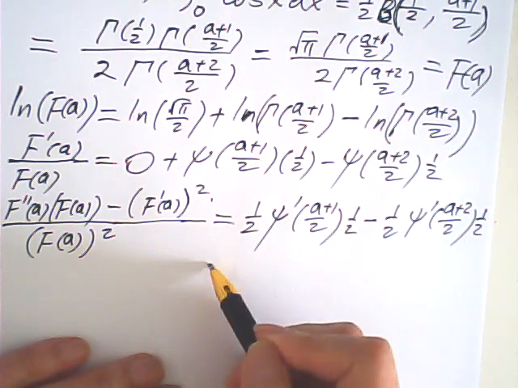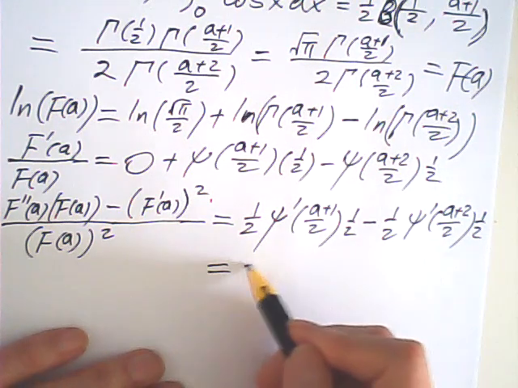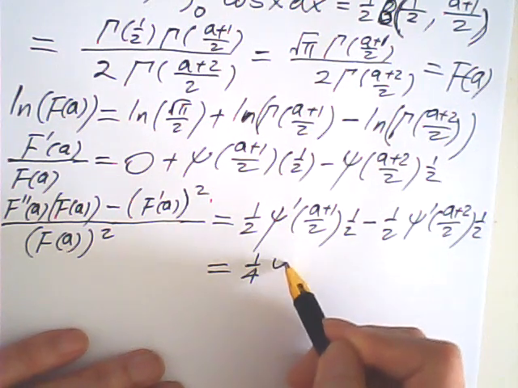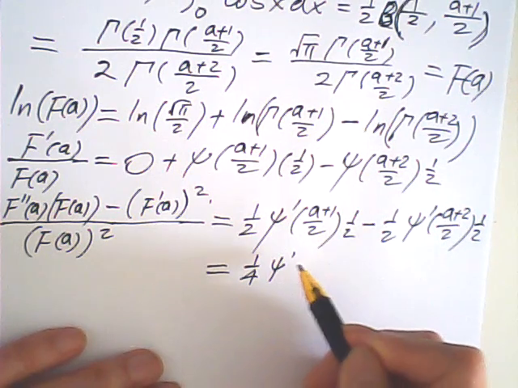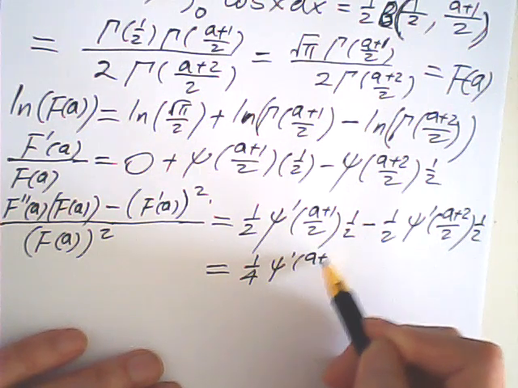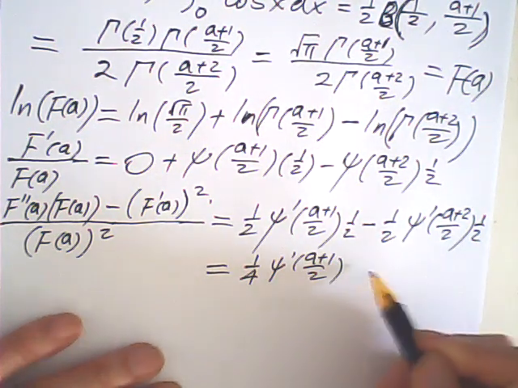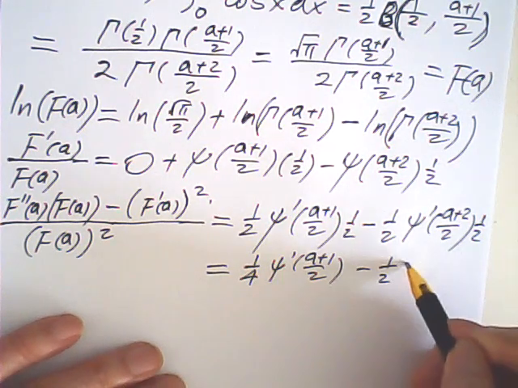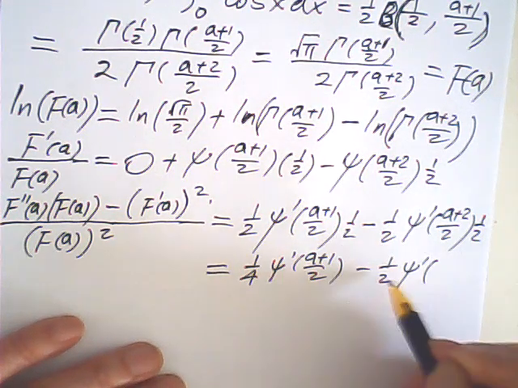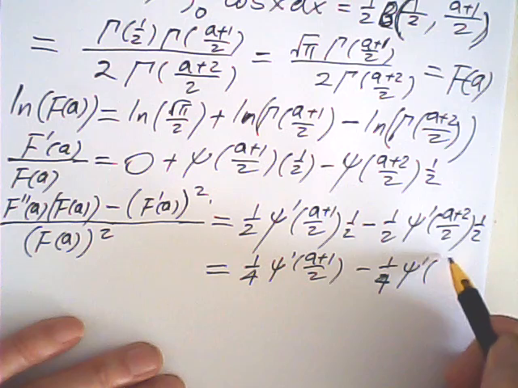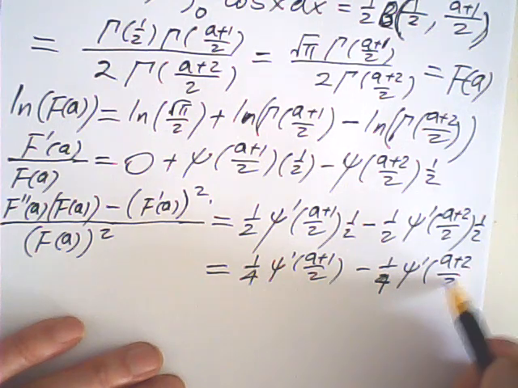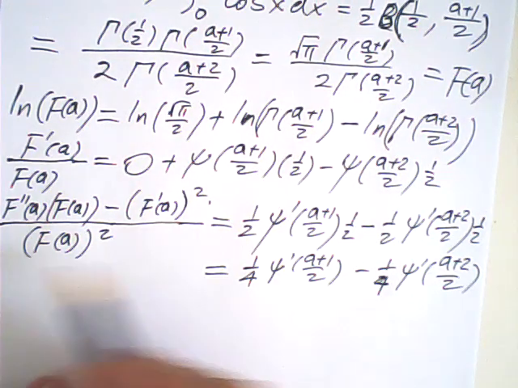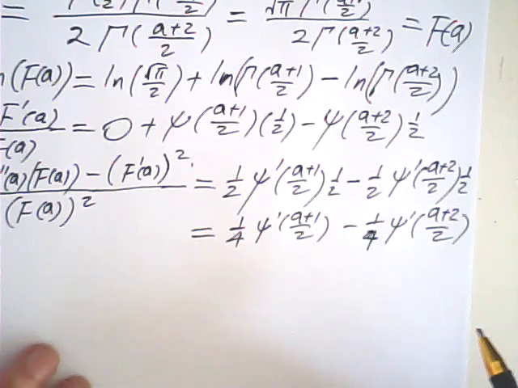So this side is equal to 1/4 of trigamma of this minus 1, trigamma 1/4, sorry, a plus. Okay, this is equal to this.